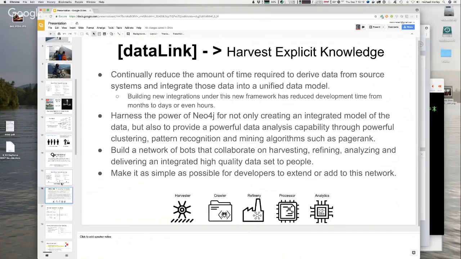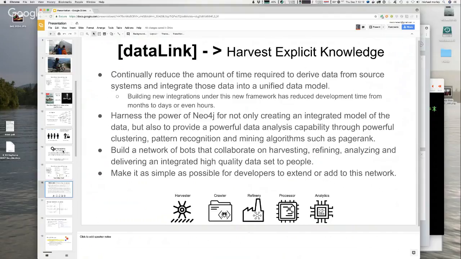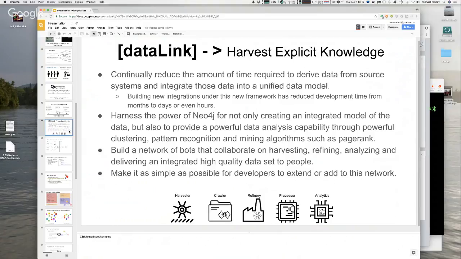All right, so let's jump into some real stuff here. I'll turn it over to Konrad, and he's going to tell you about how we're harvesting the explicit knowledge side of the equation. Okay. Hello, everybody. My name is Konrad. I joined Mike about a year and a half ago, when we were starting to build the actual UX for the data link.